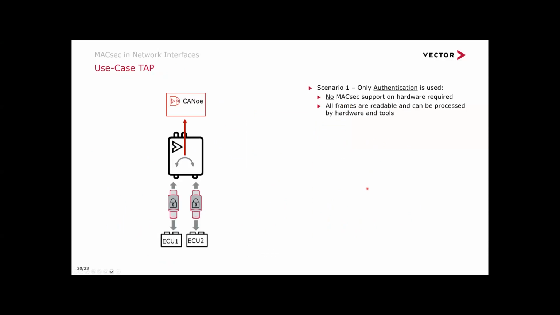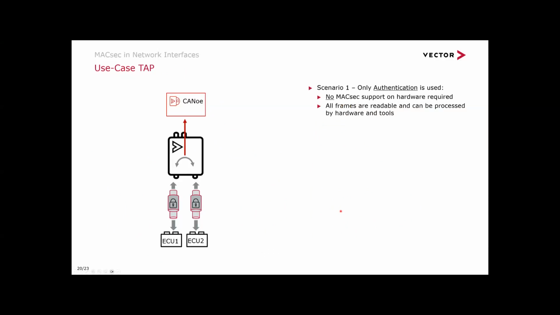This is one of the use cases. Another use case is the capturing use case, where you have just a simple tap inserted into your link. A tap is an element which you put into your link to capture the data. It is a transparent element which forwards all data from left to right and right to left, and you can sniff the data and forward it to your capturing tool.